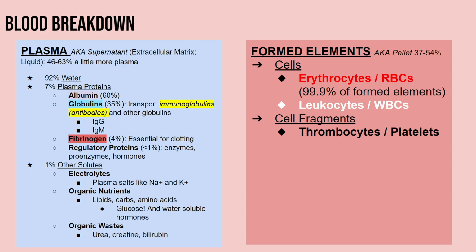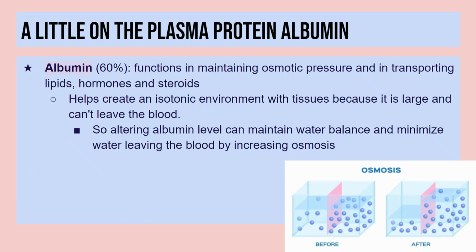So for the formed elements, these are also known as the pellet. This is 37 to 54% of blood. And red blood cells are almost all of it, 99.9%. So we'll talk about those soon.